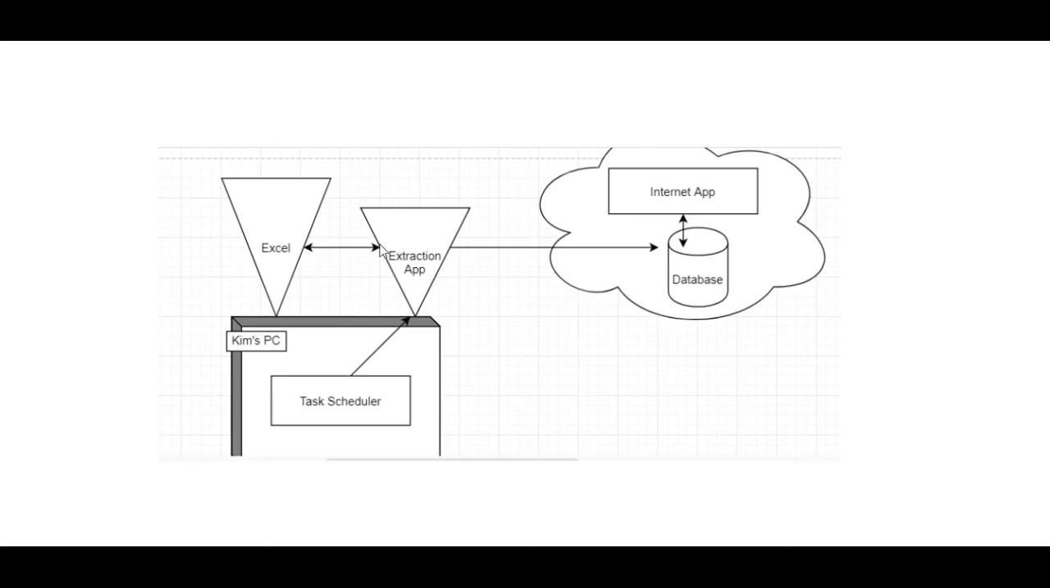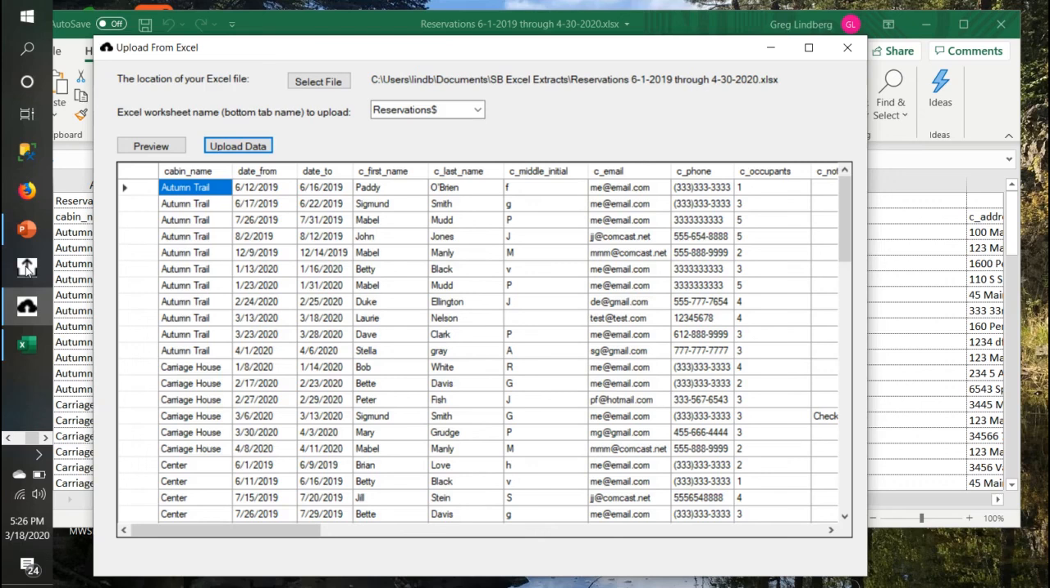And when it started, it would make a connection to the Excel database or spreadsheet, and it would pull data out of that, and transform it a little bit so that it could go into the database, and then it would make a connection to the database on the web server, and send that data into that database. Now, the Internet app is what the cabin owners would use, and that app just interacts with the database to do what it does. It pulls data in and out. So I hope that helps. That's all I wanted to show you.